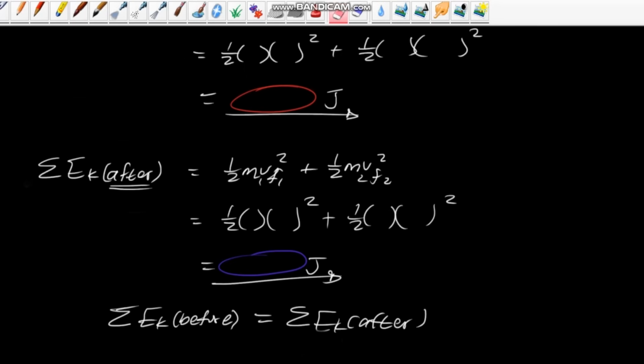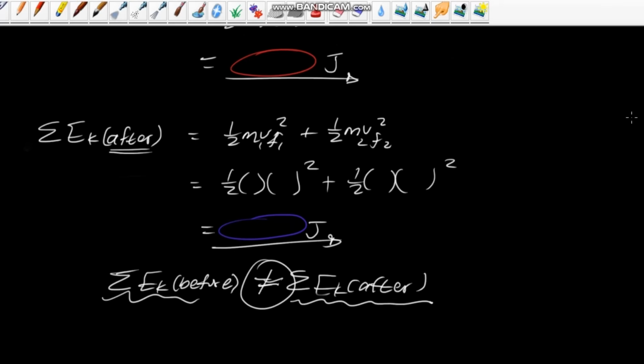If the answer is no, you will make the conclusion that the sum of kinetic energy before is not equal to the sum of kinetic energy after. Therefore it is an inelastic collision. You must provide these ways of proving whether it is an elastic or inelastic collision. You perform a calculation or use words. I hope you get it.